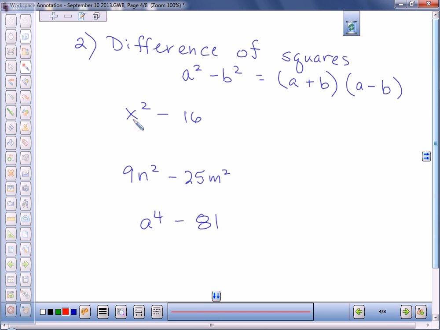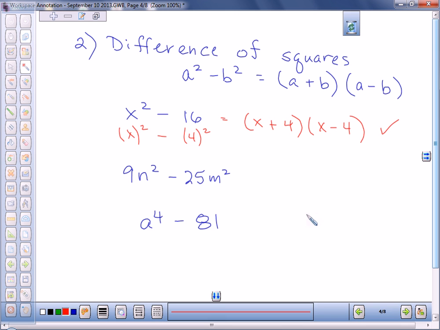X squared minus 16. Is x squared a perfect square? Sure. X is being squared. Is 16 a perfect square? Yeah. 4 is being squared. And it is a difference. So it is a difference of squares. So it would factor to the square root plus the square root and the square root minus the square root. X plus 4 times x minus 4. How can we check our work to see if we were correct? Foil it back or distribute it back? Yeah. And then we should get what we started with, and it checks.